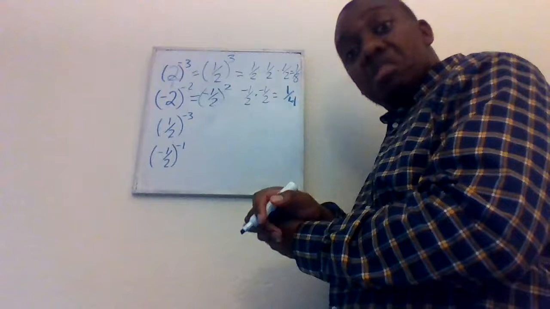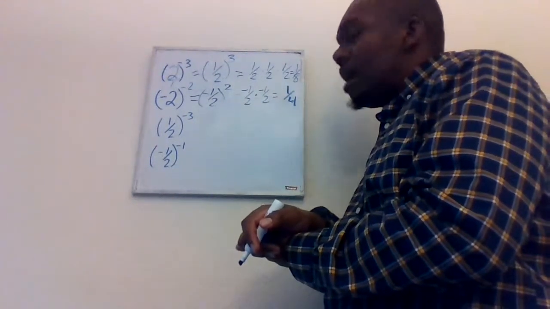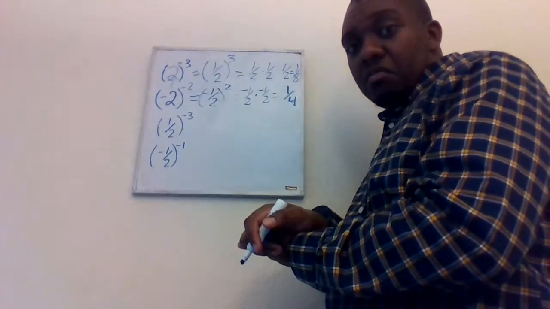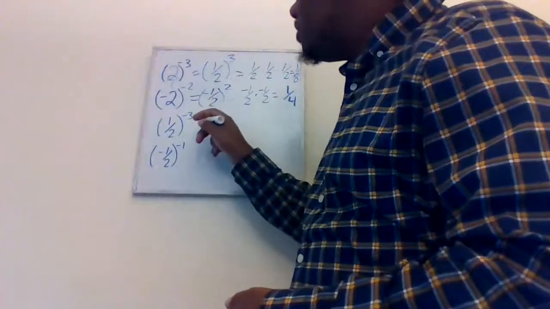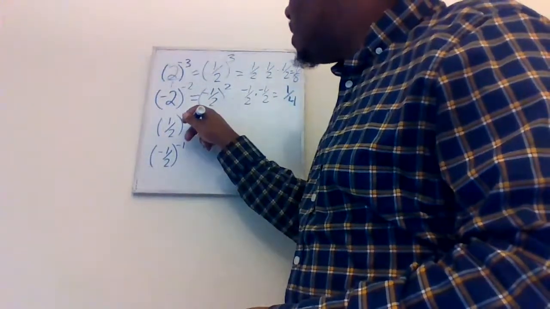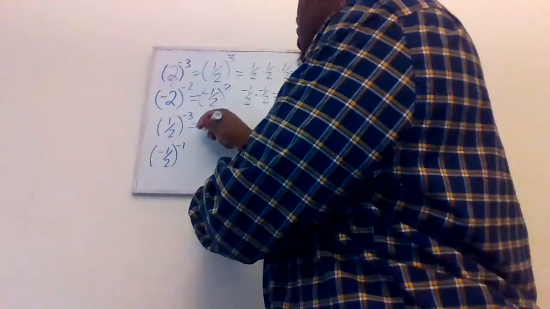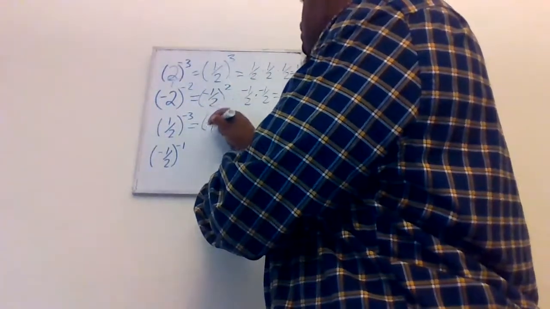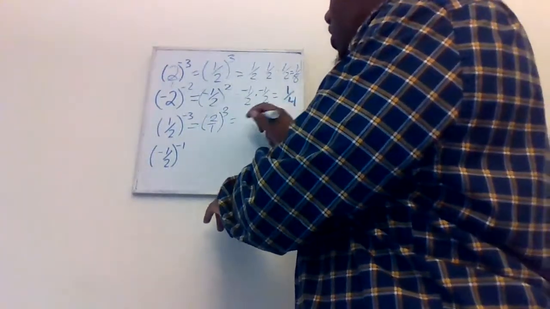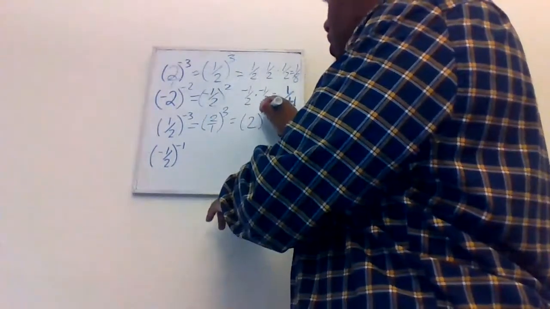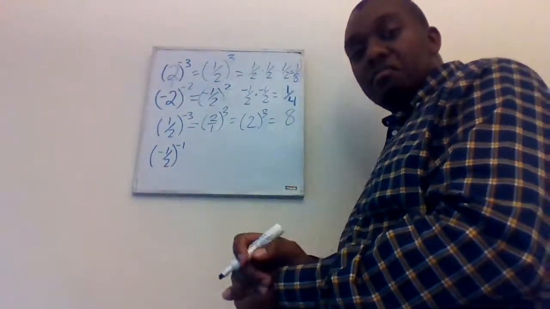All right, simple enough, positive 1/4. Okay, what about if it starts off as a fraction? Still the same, we flip it. So 1/2 to the negative third power, we would flip the 1/2, so this would become 2 over 1 to the third power. In other words, this is really just 2 to the third power, which you all have already done today, and that was 8.